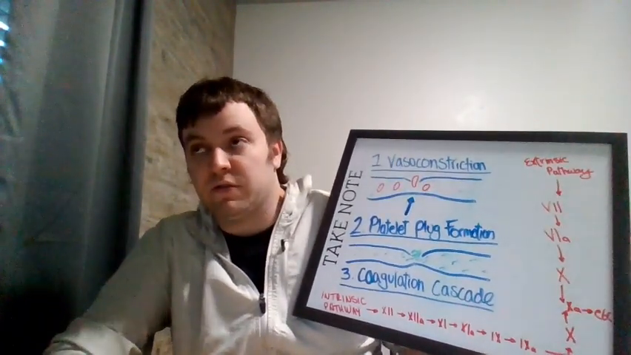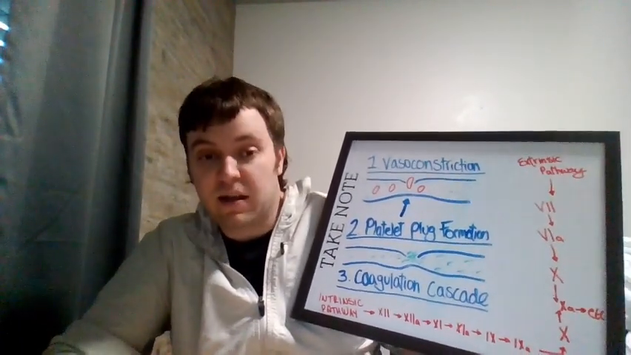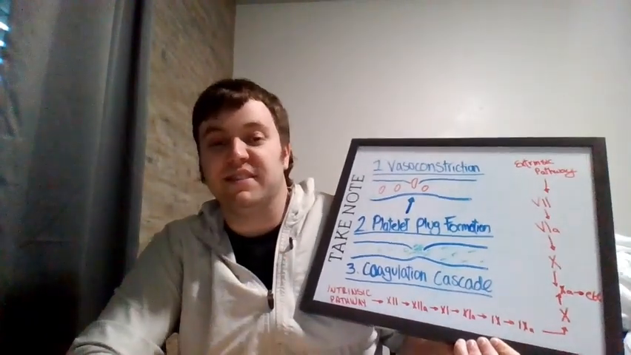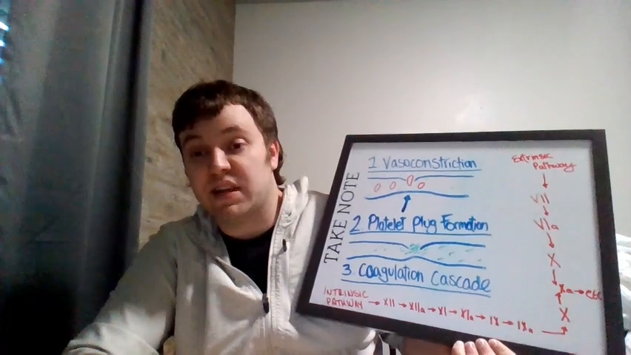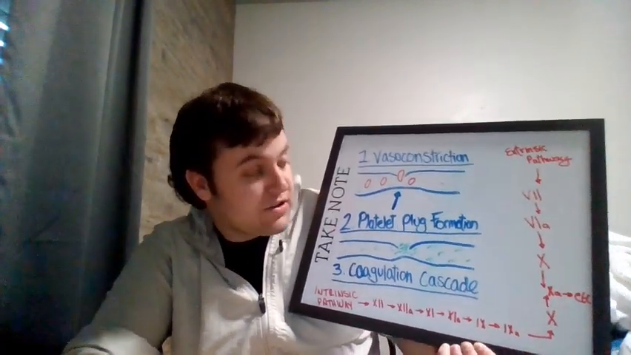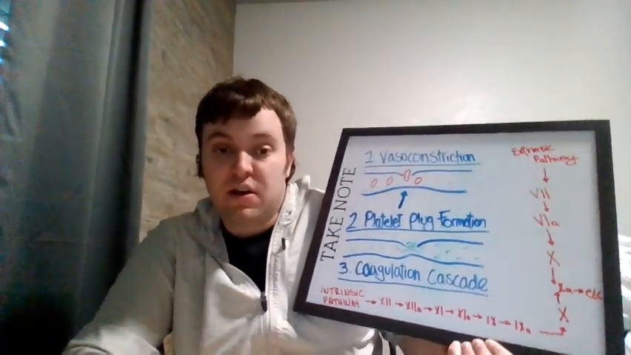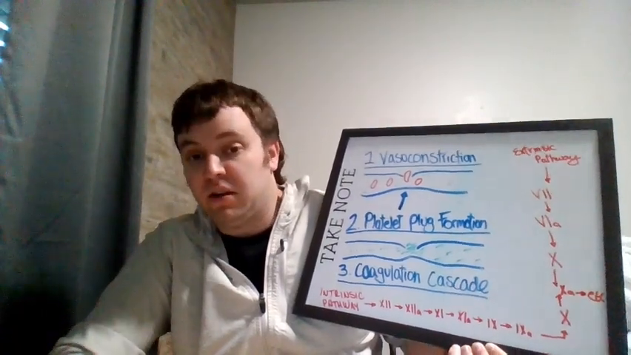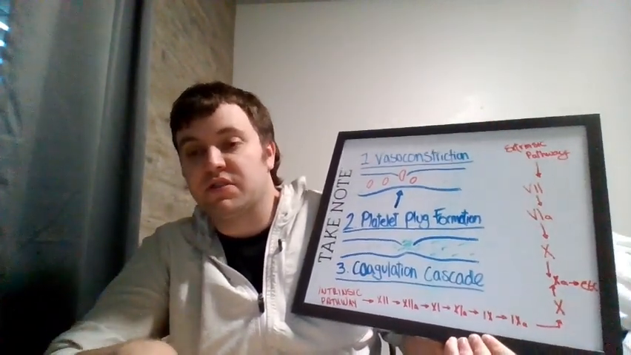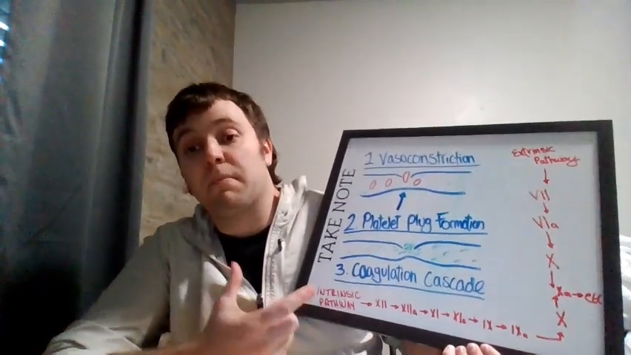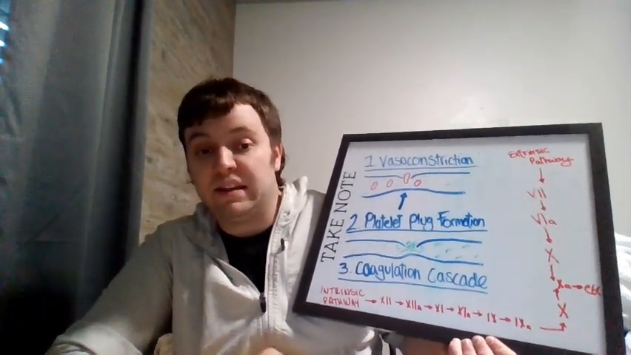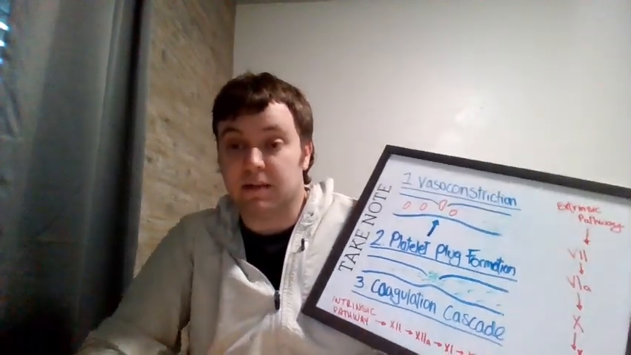Both pathways lead to the common pathway, starting with factor 10. Okay, factor 10 activates thrombin from prothrombin. Then thrombin converts fibrinogen to fibrin, which forms a strong mesh over the platelet plug, stabilizing the clot.